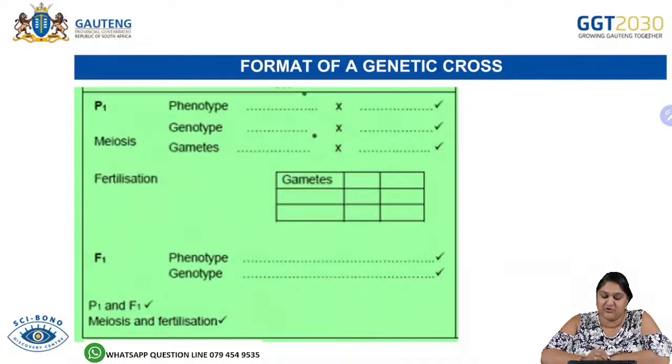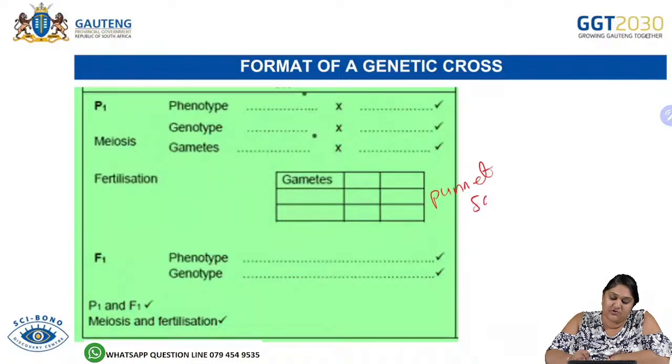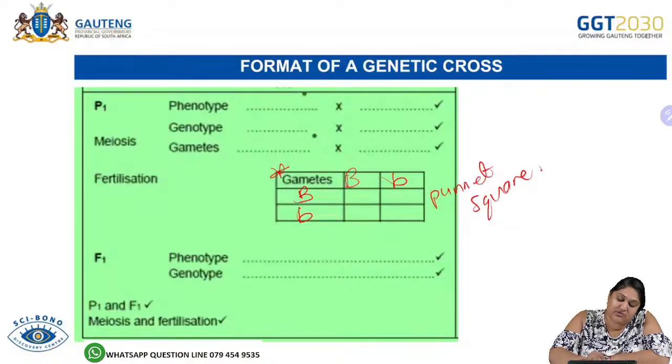If you don't do the cross, you can do the Punnett square. This is a Punnett square, okay? And then when you do a Punnett square, I just want to indicate to you that if you do a Punnett square like this, for example, you put the gametes of the one parent there, the gametes of the other parent there. Please make sure that you have that word gametes in over there, and then you are going to do the cross like such.